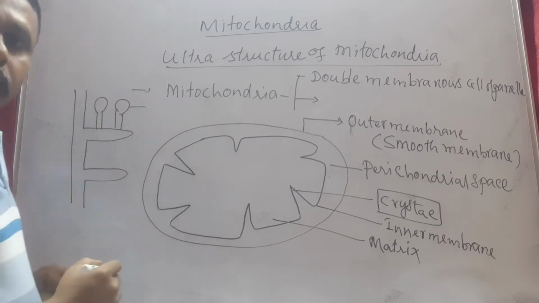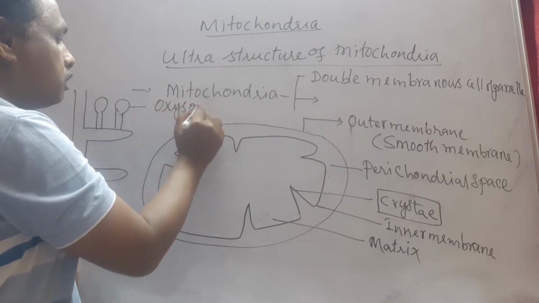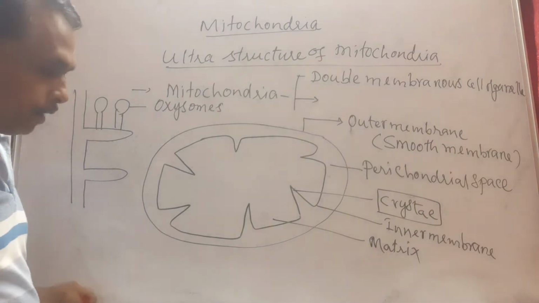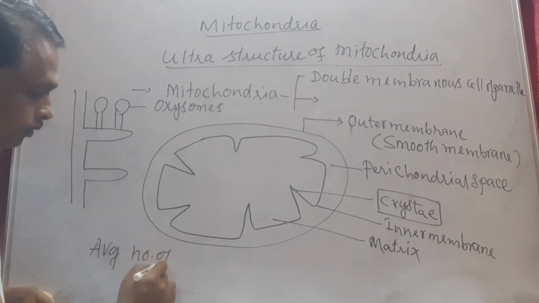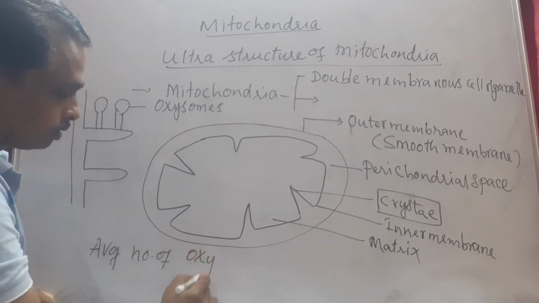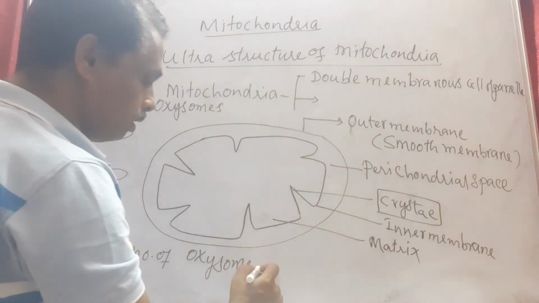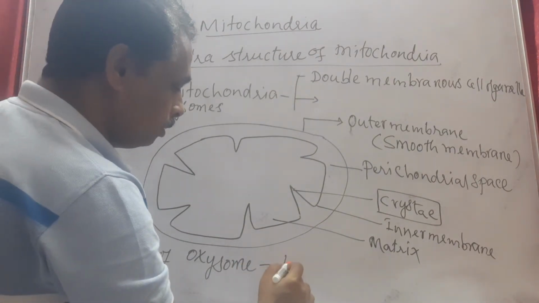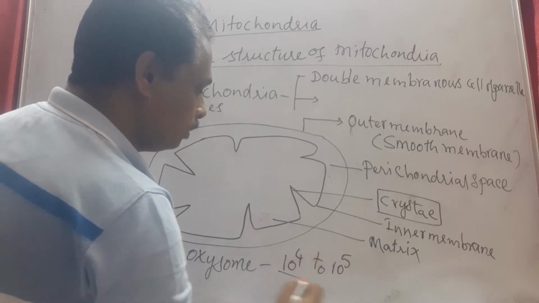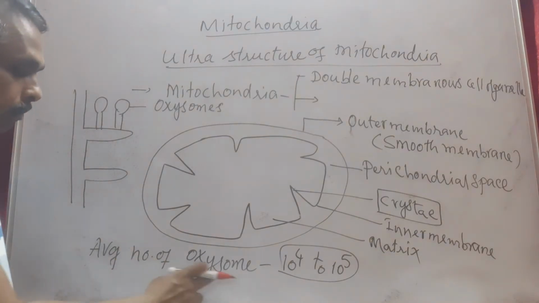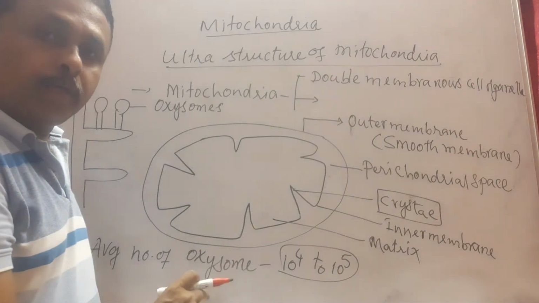These are called oxysomes. The average number of oxysomes per mitochondria would be 10 power 4 to 10 power 5 in number.